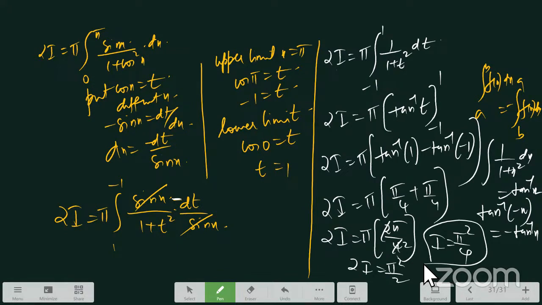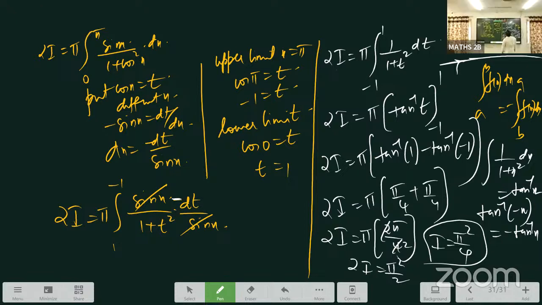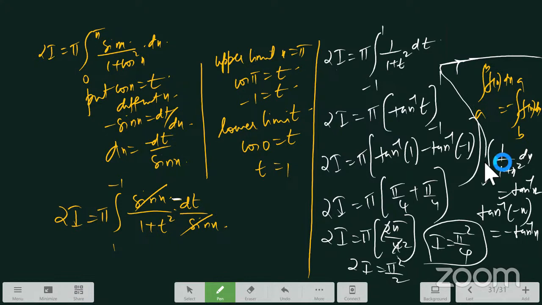Is it clear? So first apply the formula. So this part is your formula part, and this is your sum. I is pi square by 4. This is how you are going to do this. Is it clear?